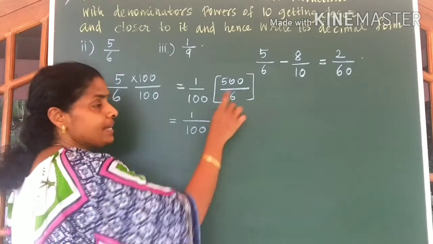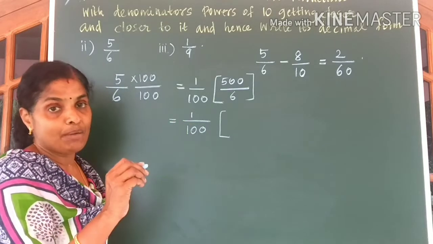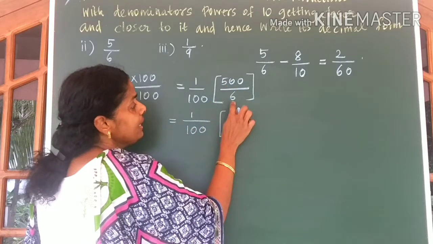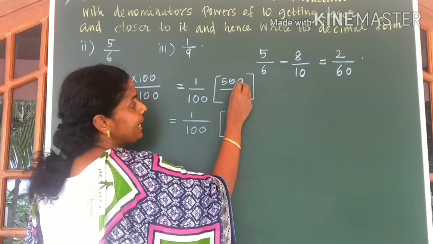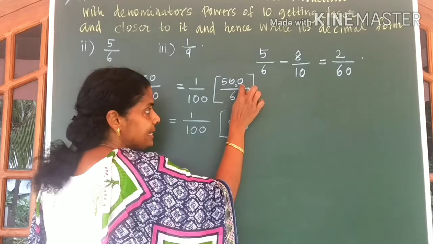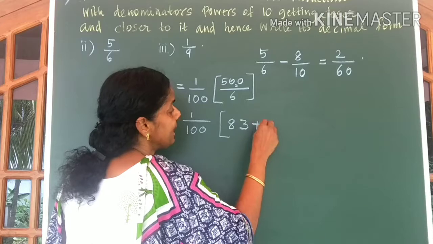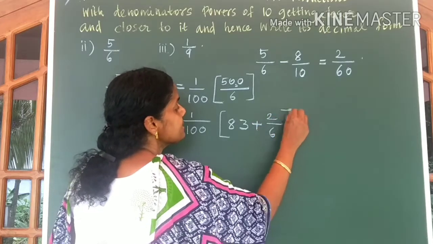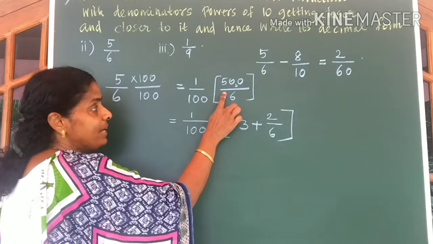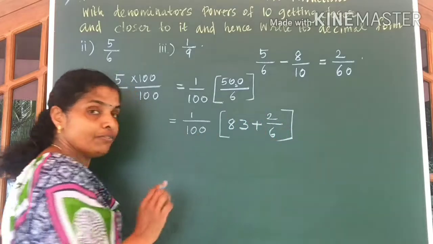Again, this is your improper fraction. Let us write it as the sum of a whole number and a fraction. In 50, 8 6s are 48, 2 balance, 3 6s are 18, 2 balance. So we can write it as 83 plus 2 by 6. Hope it is clear to you. Improper fraction split into a whole number plus a fraction.